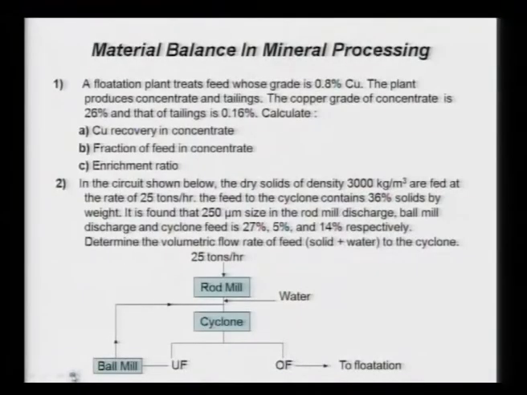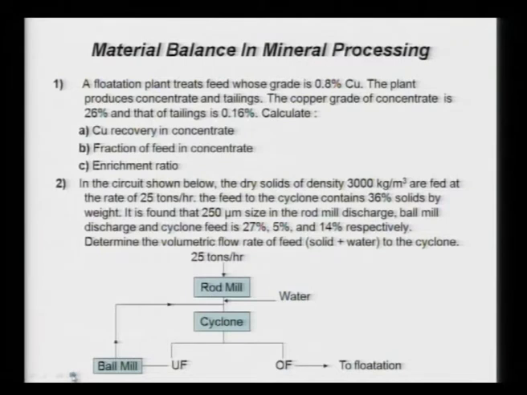Now, the first problem is: a flotation plant treats feed whose grade is 0.8% copper. The plant produces concentrate and tailings. The copper grade of concentrate is 26% and that of the tailing is 0.16%. Now, calculate copper recovery in concentrate, fraction of feed in the concentrate and enrichment ratio.